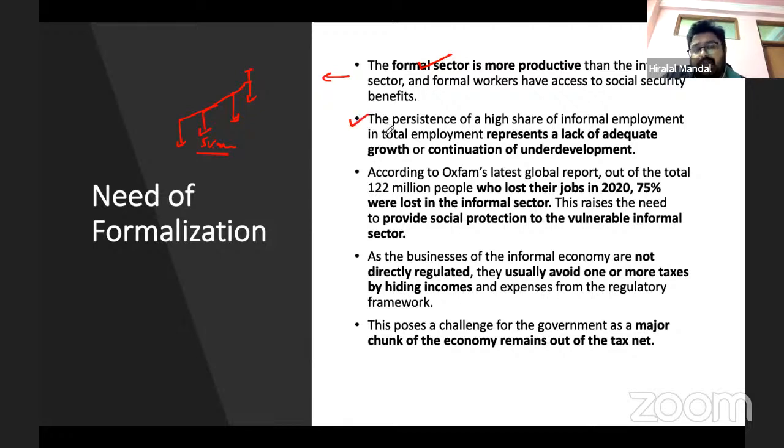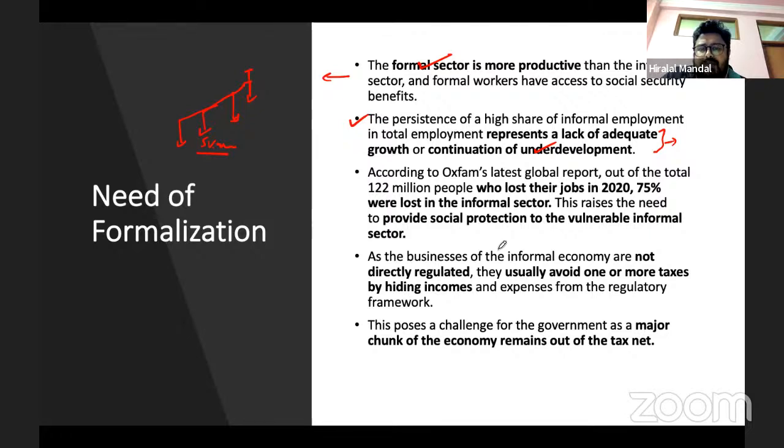It also suggests that if people are in informal employment, there is a lack of adequate growth in the country, and this is also the continuation of underdevelopment of the country. As a result, the progress cannot be seen in the people. It will also reduce the impact of poverty alleviation on the country. So in order to do so, we need to move to the formalization of the economy.